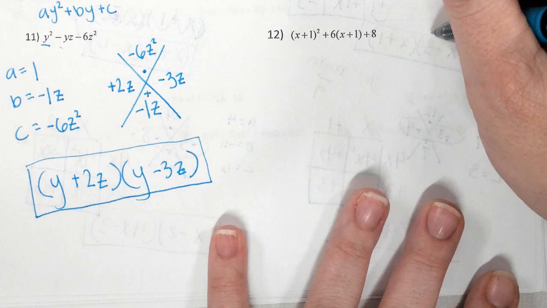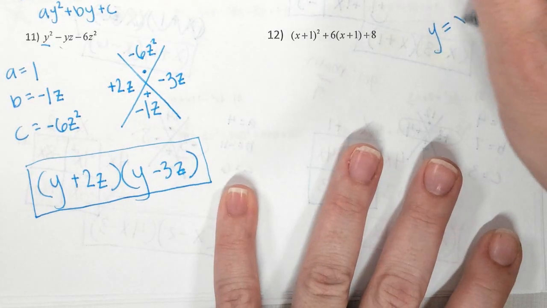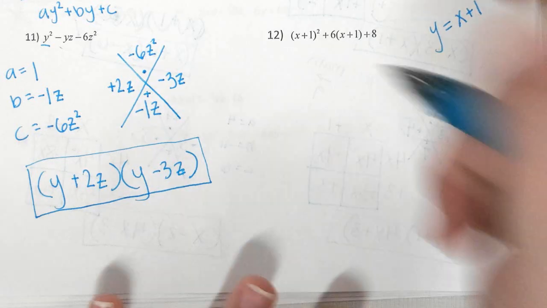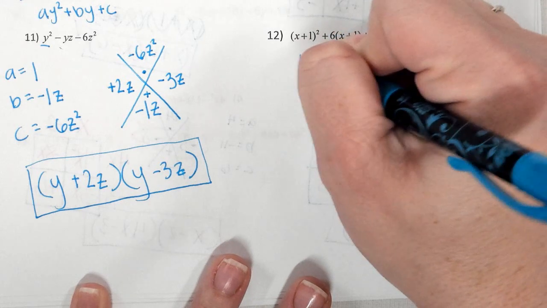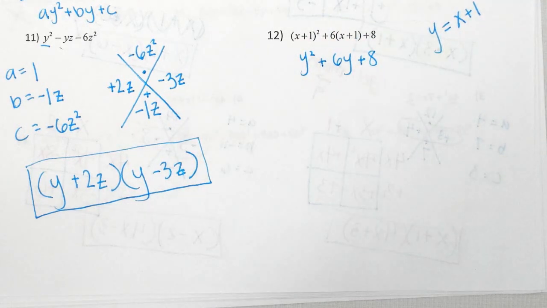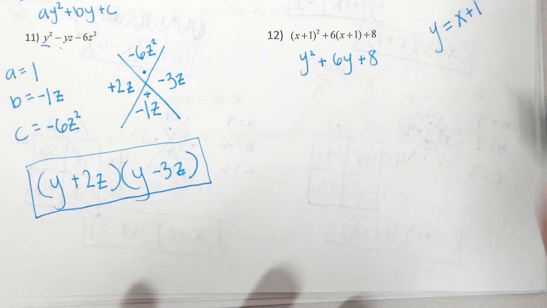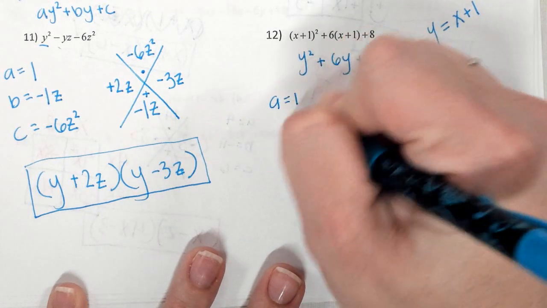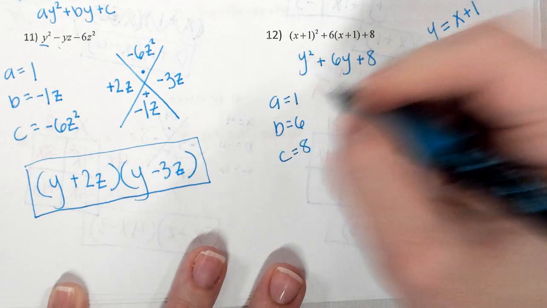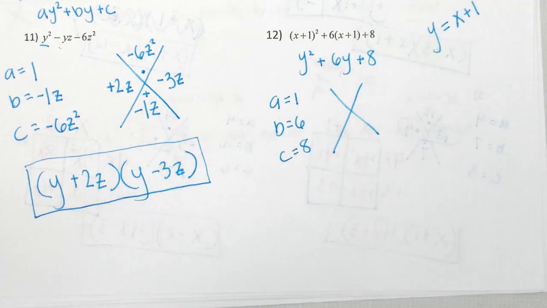Okay, so I'm going to say that y equals x plus 1. And I'm going to rewrite it with y instead of x plus 1. So I have y squared plus 6y plus 8. Does that look better? Yeah. Can you solve that? Yeah, it's in order. There's no GCF. A is 1, so this is an easy one. We like these. What's B? 6. And what's C? 8. So cool. It's not a bad problem at all.